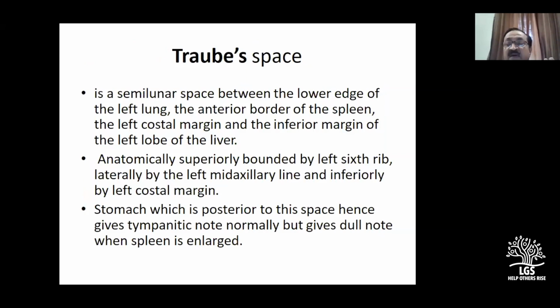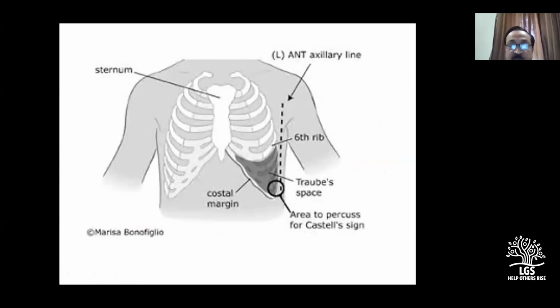When we were students, wherever I studied, they never asked these questions. But nowadays, some people ask: what is Traube space? It's all given in the books; you would have read it in medicine. This is the Traube space. You see, this is the semilunar area. This is the lung here, and this is the costal margin. This is the anterior axillary line. Normally, the left lobe of the liver comes there, and this is the stomach here. Stomach will give a resonant note.